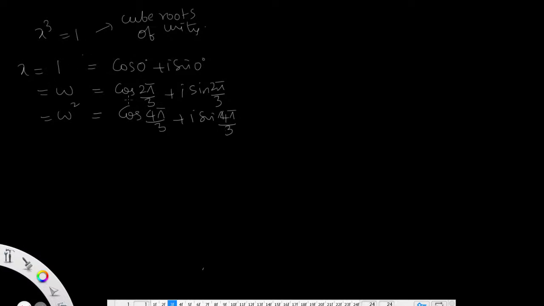If n is 3, the roots are 1 = cos 0 + i sin 0, omega = cos 2π/3 + i sin 2π/3, and omega squared = cos 4π/3 + i sin 4π/3. In a similar way, and I am writing this more times because it is most important, x to the power 4 = 1 is known as the fourth roots of unity. Just now we learned fourth roots of unity.